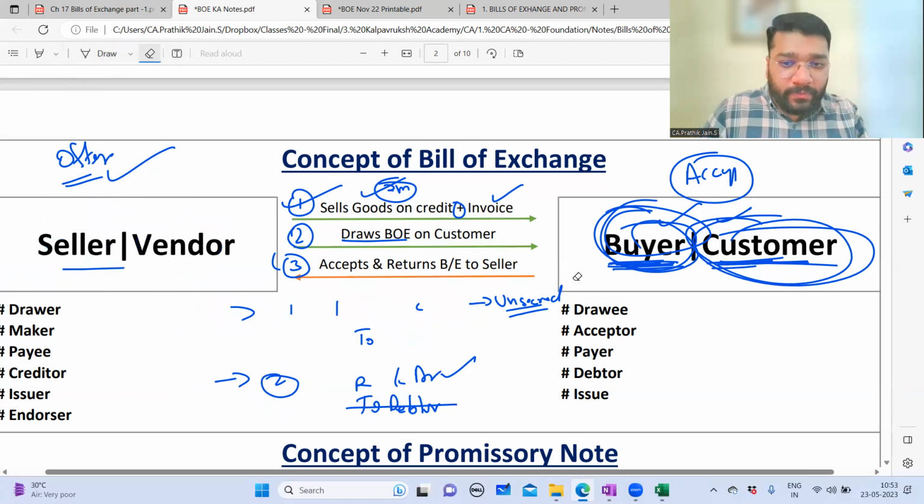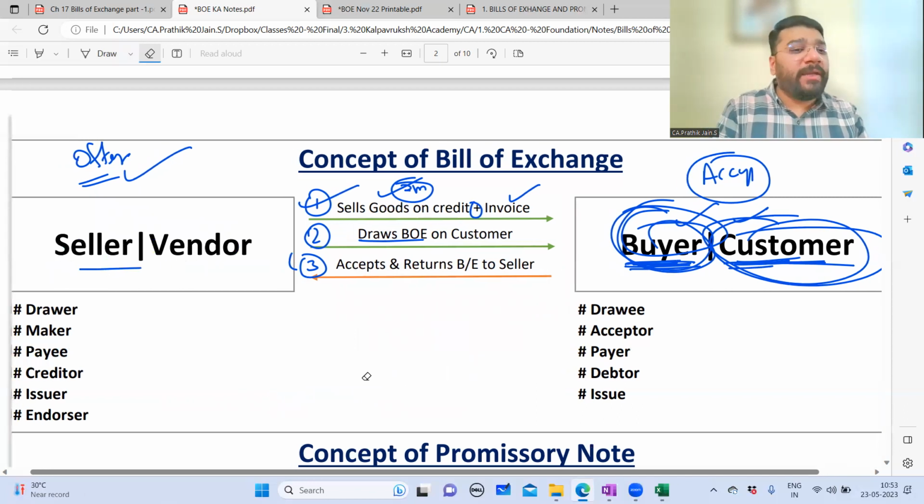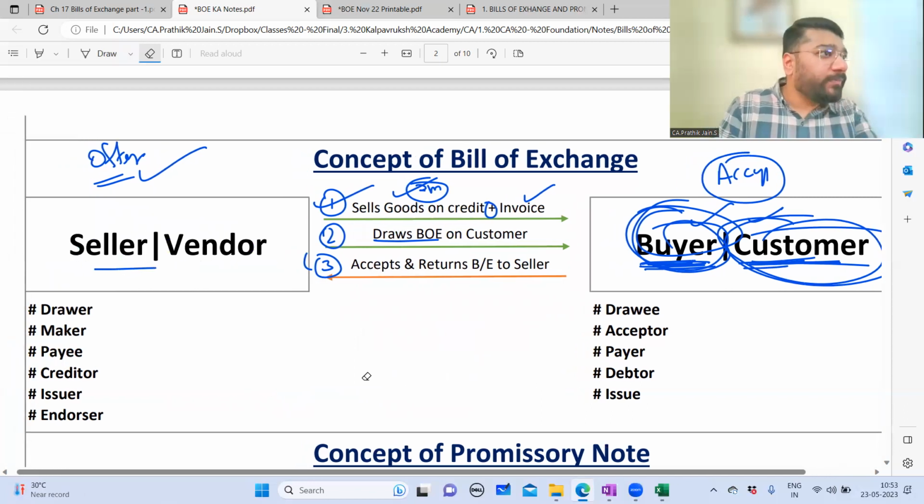Yes, sir. Now, okay. Yes. Promissory note, I meant to explain. That you leave it. Bills of exchange, if you have any doubt, you ask.